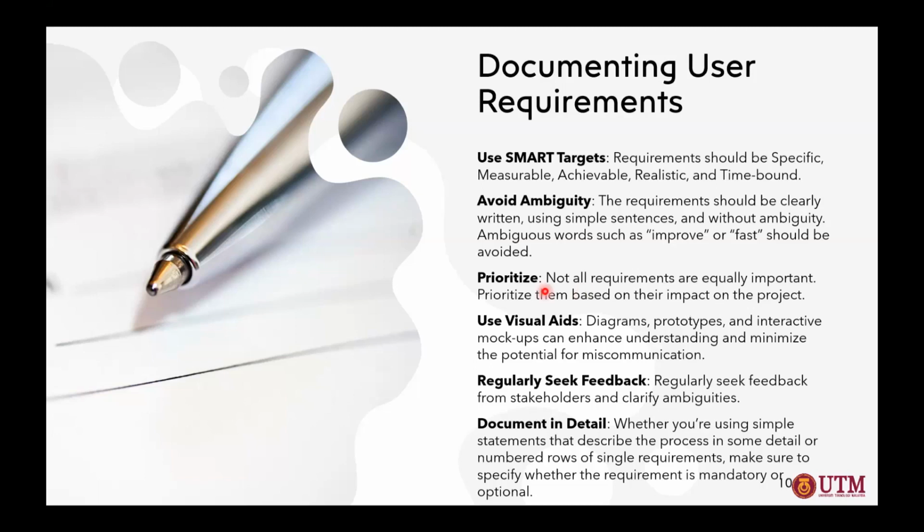And then this one, as I mentioned before, achievable and realistic. So here you need to prioritize. Not all requirements are equally important, so prioritize them based on their impact on the project. Usually for my students, I will focus on the main things. What is the main, important function that we must put inside the system, and what are the small or extra features.